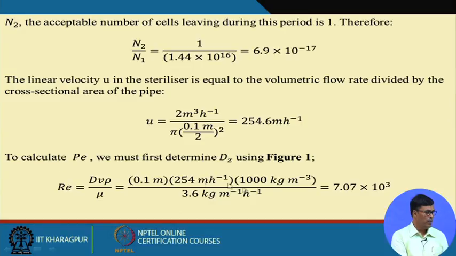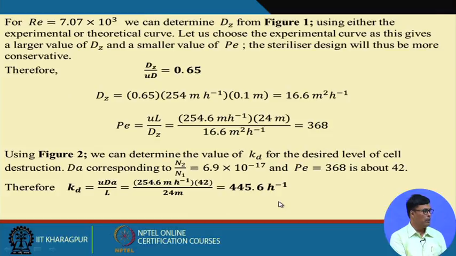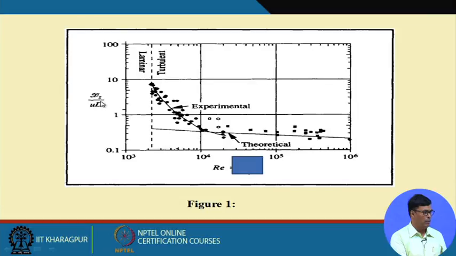Now, from this we can calculate the Peclet number. How can we calculate the Peclet number? The equation is U times L by Dz. The Dz value, the dispersion coefficient, we can calculate from this equation.